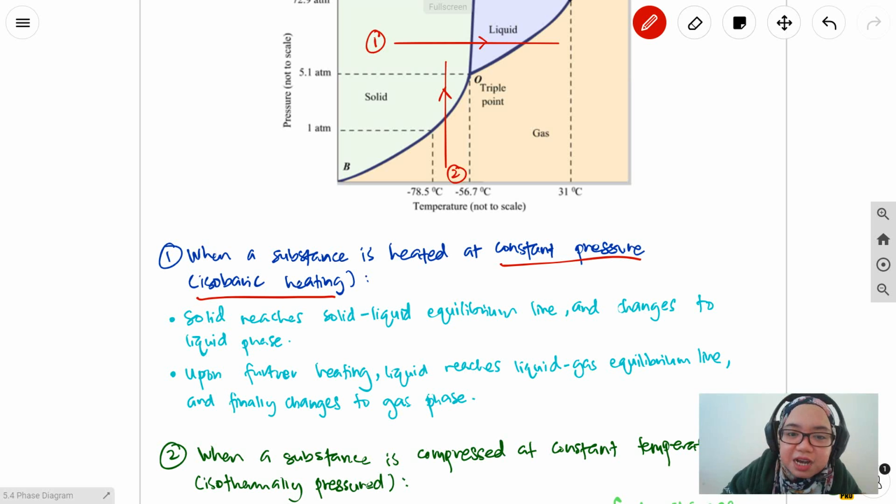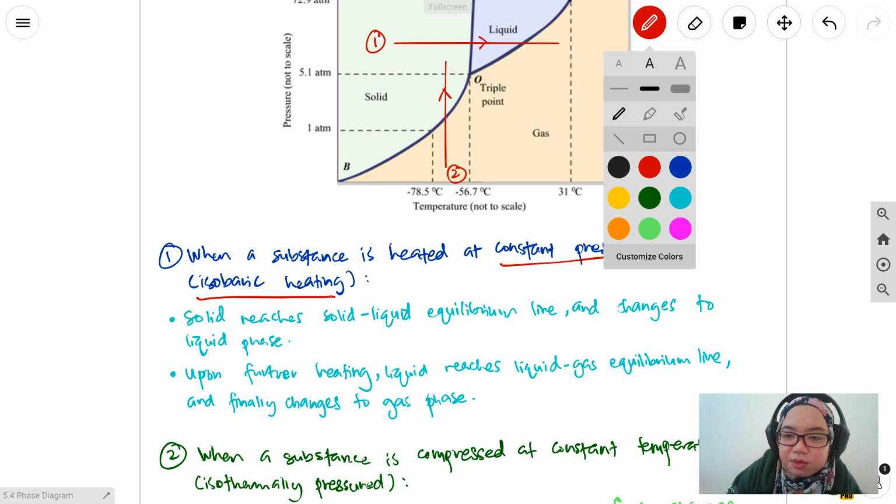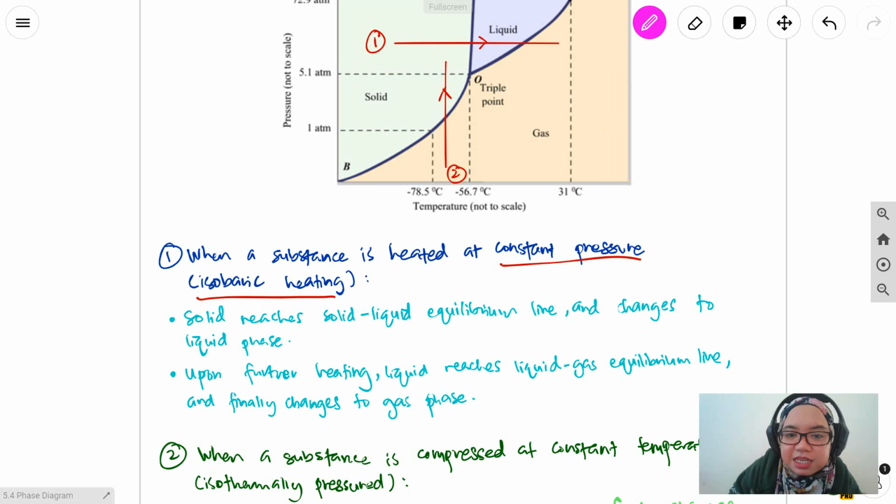Okay, boleh juga dia jadi macam ni. Okay, daripada sini pergi sini kan. Daripada sini pergi sini. Ini pun dikira isobaric heating.